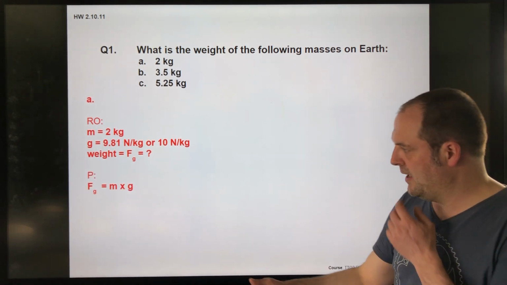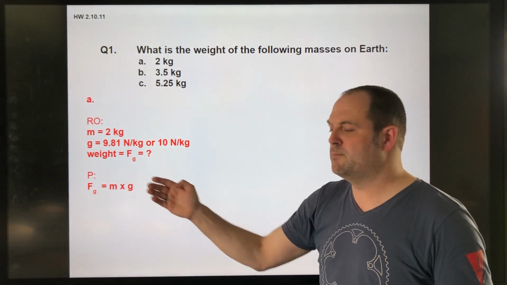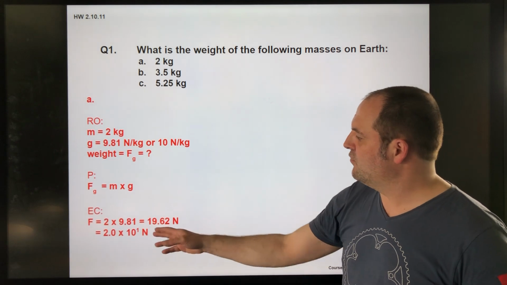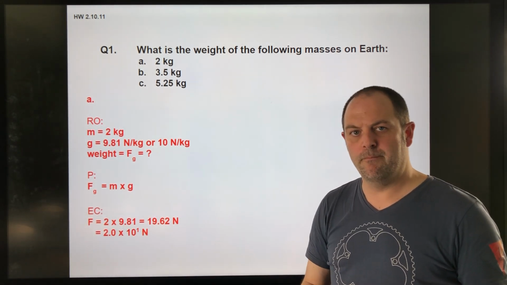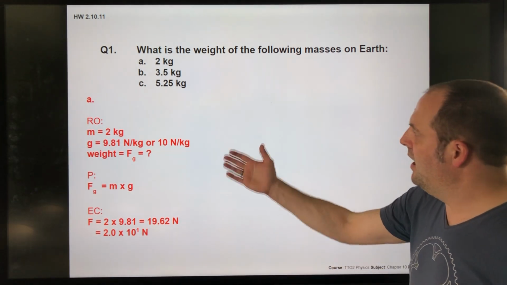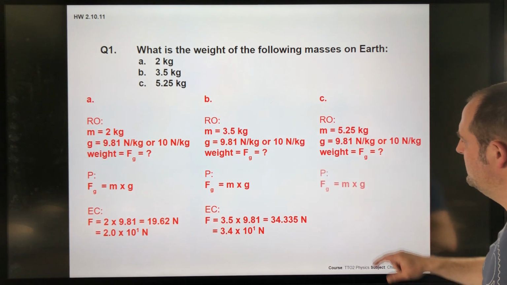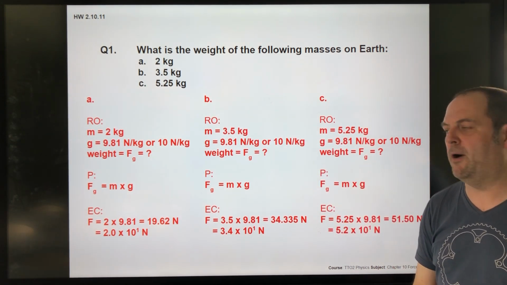This is the standard formula to use. The gravitational force is the mass multiplied by the gravitational field strength. If you fill that in, you get an outcome of approximately 20 newtons. Make sure you write it in standard form. This was the outcome of question A. Here are the outcomes to question B and C. And you see I do it every time in roll-back style. You should do that yourself as well.